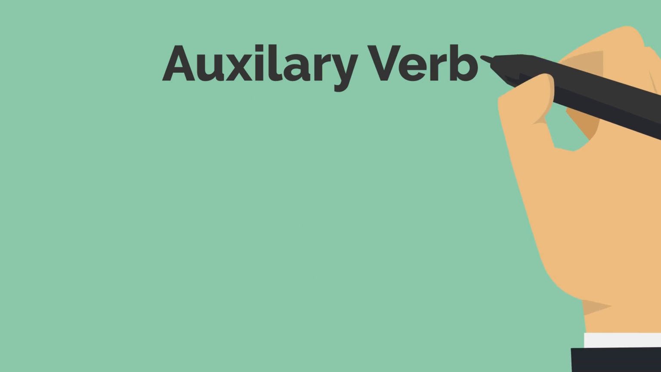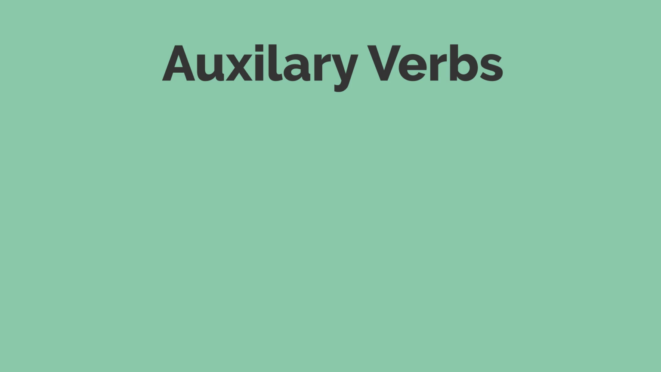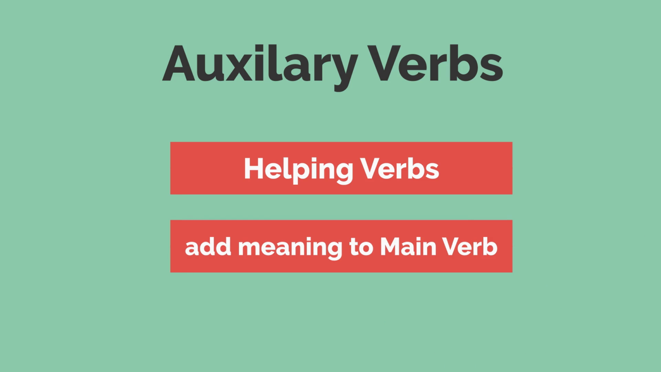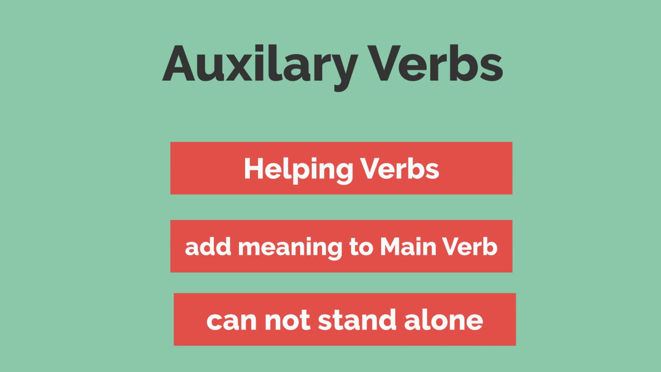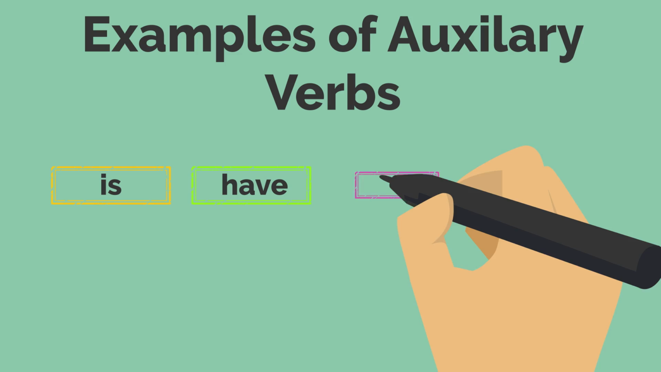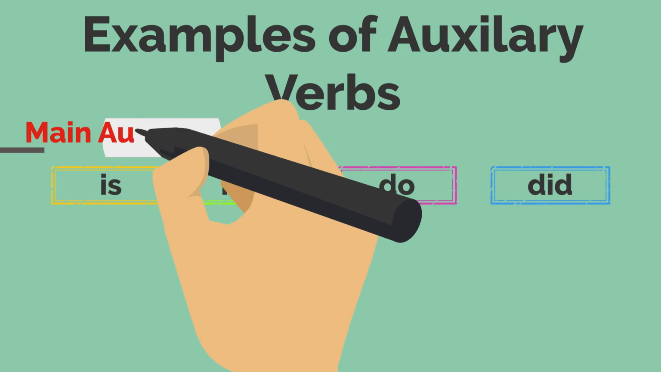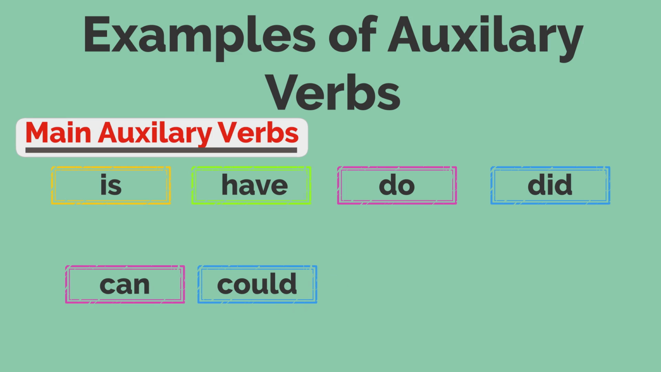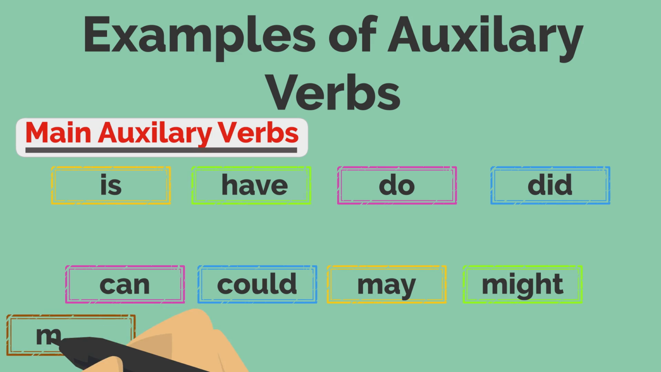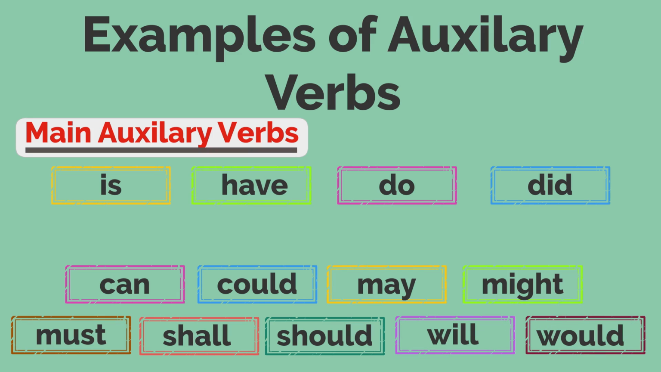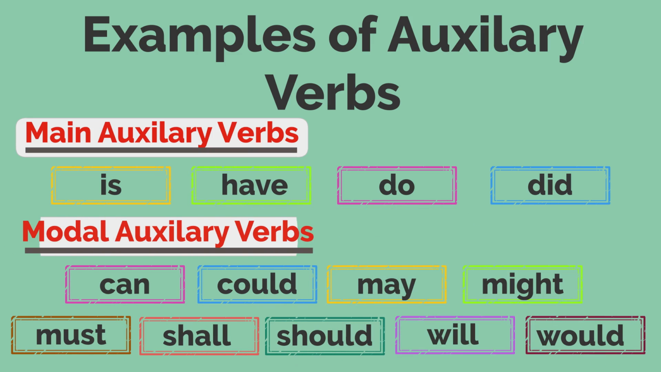Let's learn about the auxiliary verbs. Auxiliary verbs are also called helping verbs. These verbs give more meaning to the main verb. And they cannot stand alone. They need a main verb to exist. Examples of auxiliary verbs are is, have, do, did. These are main auxiliary verbs. Can, could, may, might, must, shall, should, will, would. These are modal auxiliary verbs.